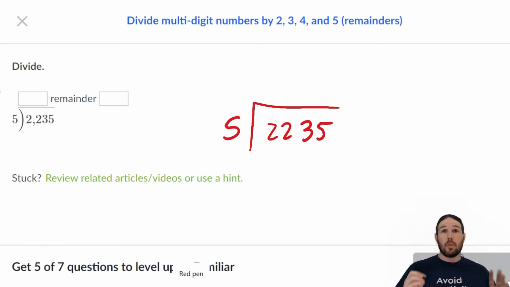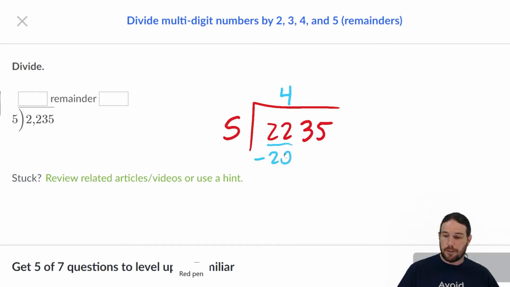Okay? So, when doing long division, first thing you do, what can I multiply 5 by to get 2? Well, nothing. Moving on. What can I multiply 5 by to get 22? Aha! Well, I know that 5 times 4 is 20, and now I'm just going to find that remainder. I'm going to subtract off the 20, and I get a remainder of 2. So 22 divided by 5 is 4, remainder 2.